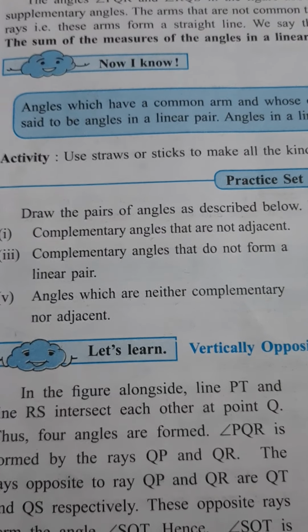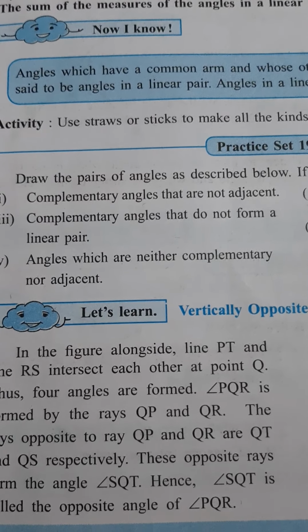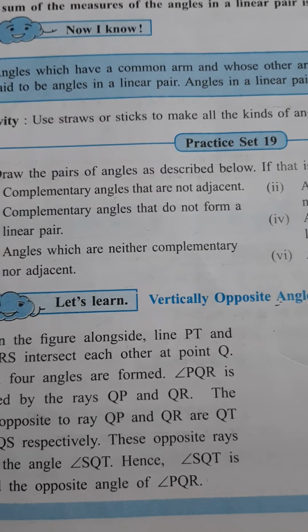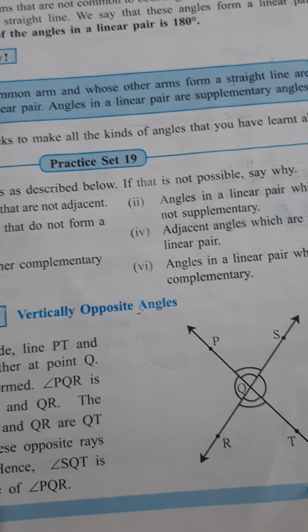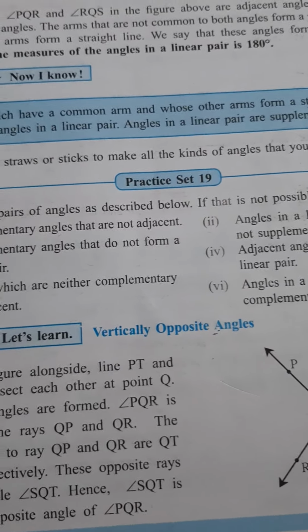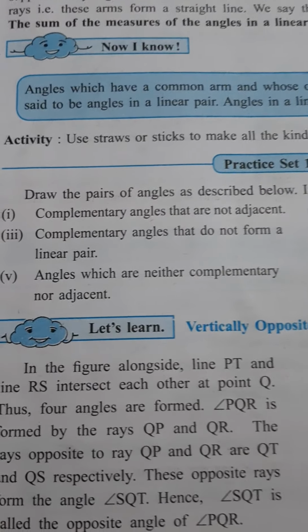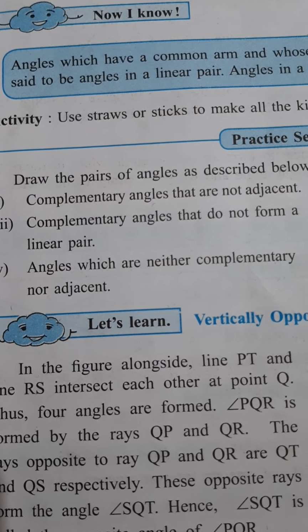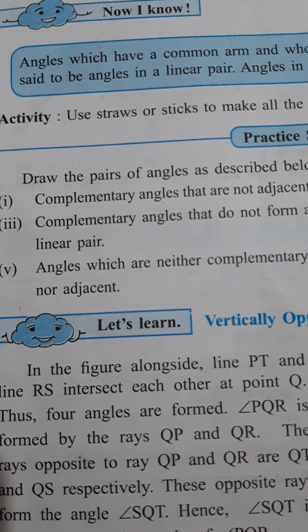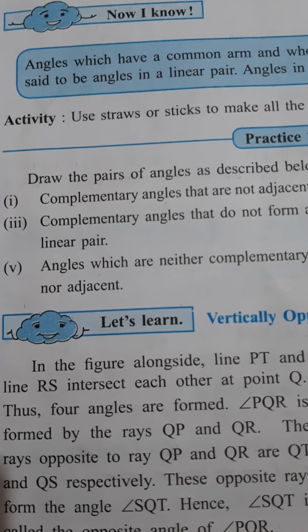I will read the question. Draw the pairs of angles as described below. If that is not possible, say why. Look at the first problem: complementary angles that are not adjacent. We have to draw the figure here.